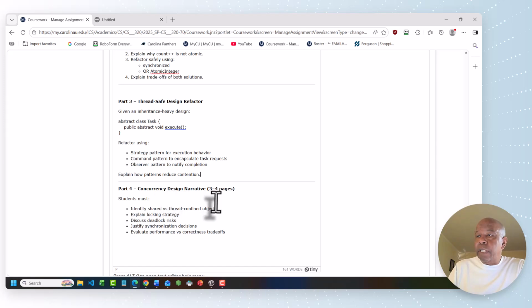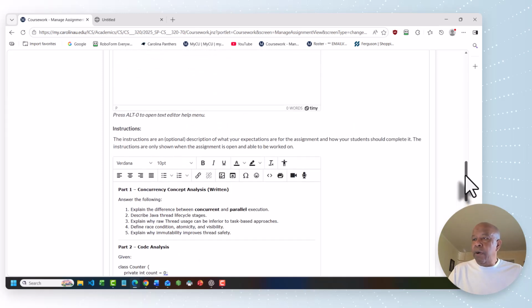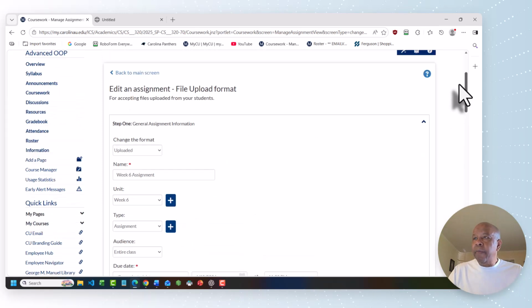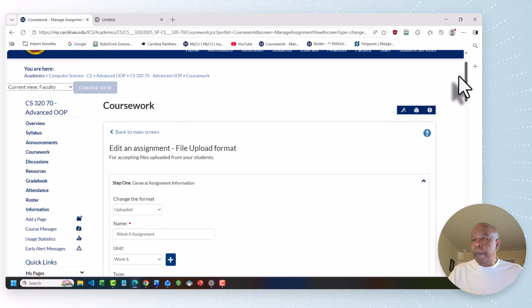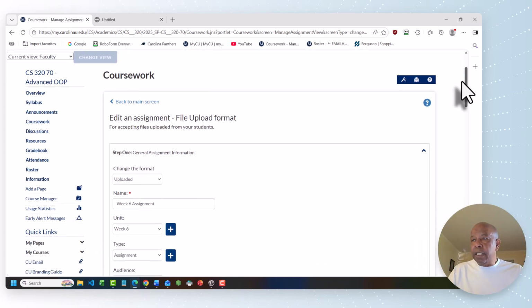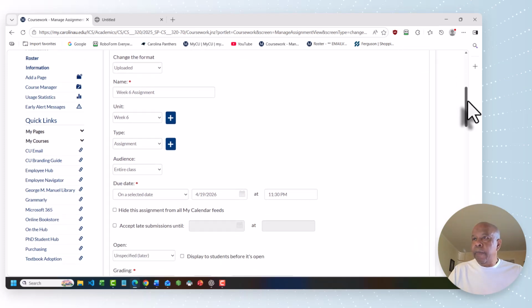Part 4, concurrency design narrative. Students must identify shared and thread-confined objects, explain locking strategies, discuss deadlock risk, and justify synchronization decisions. Okay, so that's our homework assignment that we are looking at. Next, we'll look at the project assignment and what we're going to be doing with that for week 6.